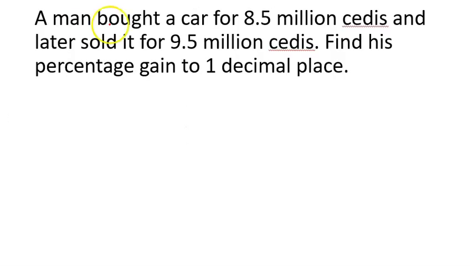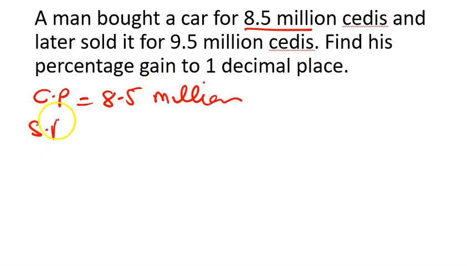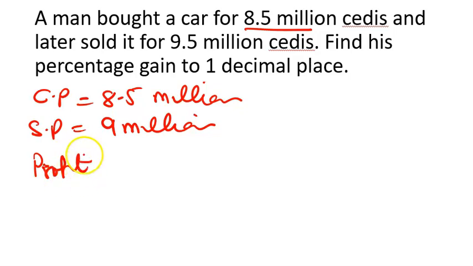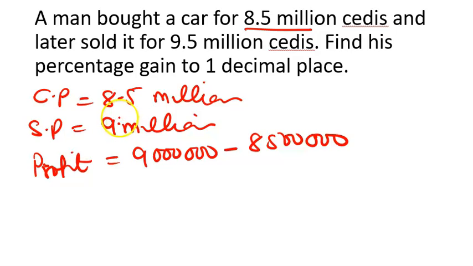A man bought a car for 8.5 million Ghana cedis and later sold it for 9.5 million. Find his percentage gain to one decimal place. So obviously the cost price is 8.5 million and then the selling price is, rather, 9.5 million. That means the profit will be 9.5 million minus 8.5 million. Okay. So we are getting 1 million as a profit.